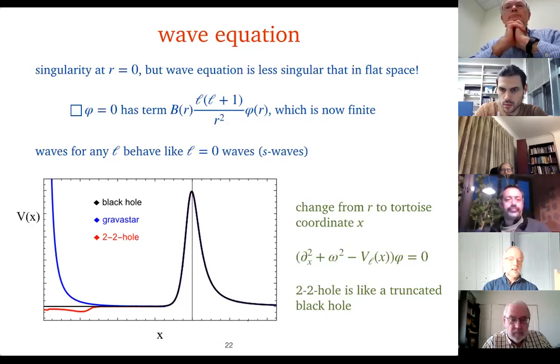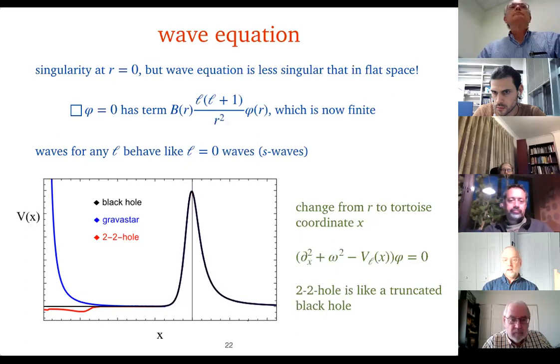So the scalar wave equation, for example, has the usual angular momentum term, which makes a singular contribution, but not here, because B of r is going like r squared, close to r equals 0. So this just means that all the L waves behave like L equals 0 waves. So they all penetrate down to the center, just like S waves do. So all this is important for the study of gravitational waves.